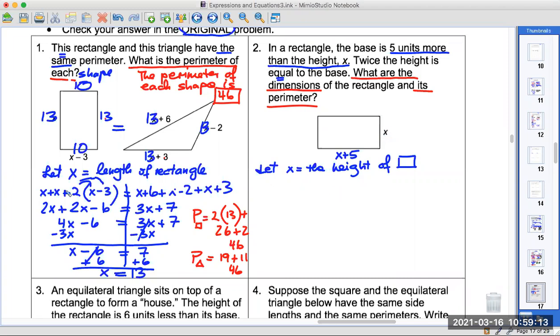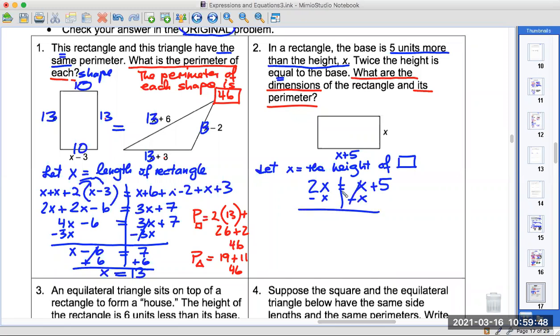Okay, so here's our equation. You have something is equal. Twice the height, 2x, is equal to the base. Okay, let's read that again. Twice the height, x, twice 2x, is equal to the base, x plus 5. Let's solve that.